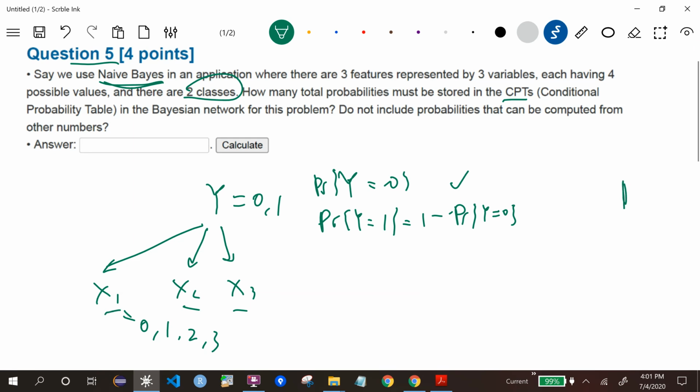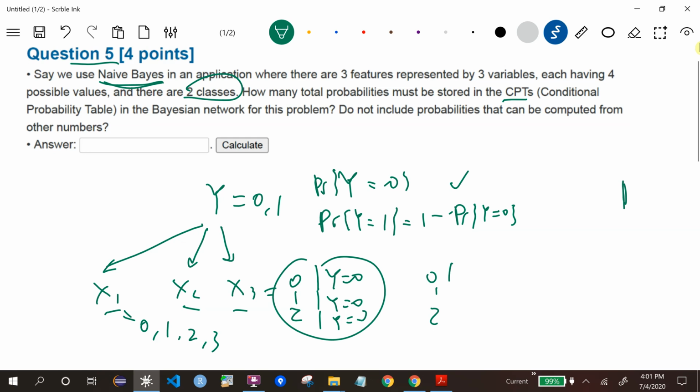And for each X, we need X to take on 0, 1, 2, not 3, because 3 is 1 minus all of these things, given Y is 0. So there are 6 of these, and you also have another 6 given Y is 1. Note that these two do not sum to 1, because they are given different Y values. So they are not related in any way.